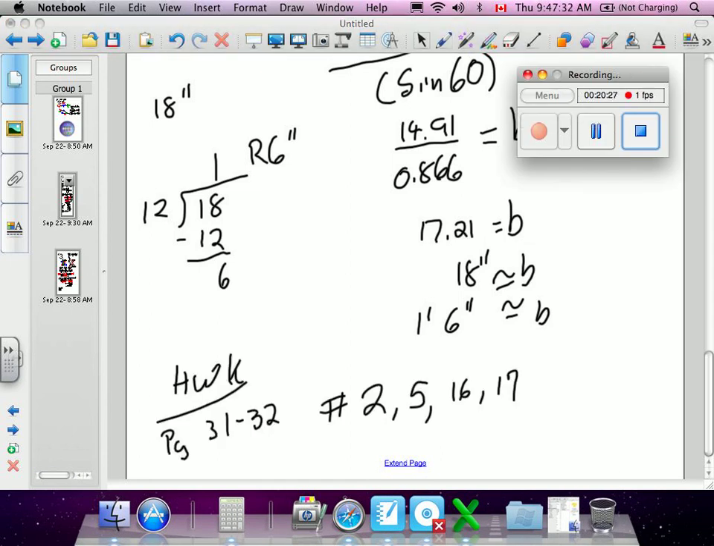So homework is on page 31 to 33, and you're doing numbers 2, 5, 16, and 17. Sine law, all of them.